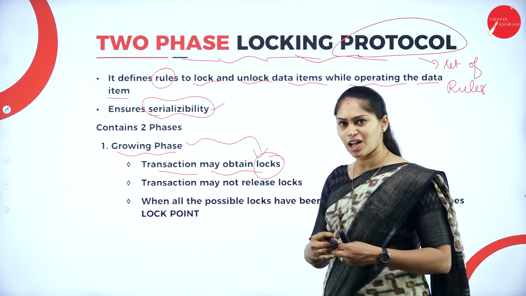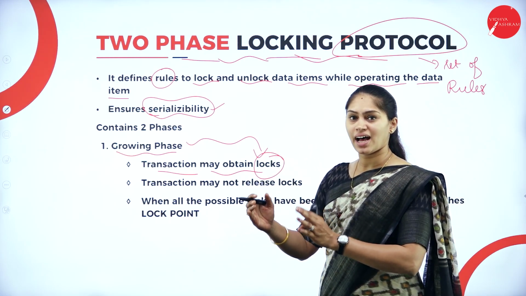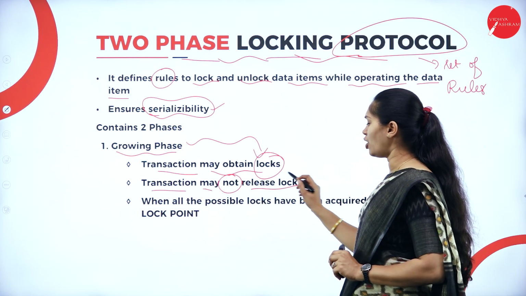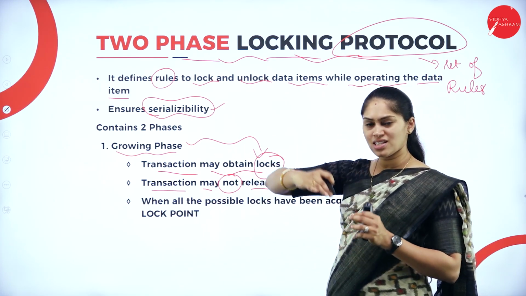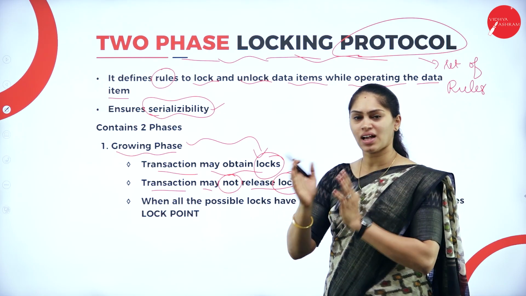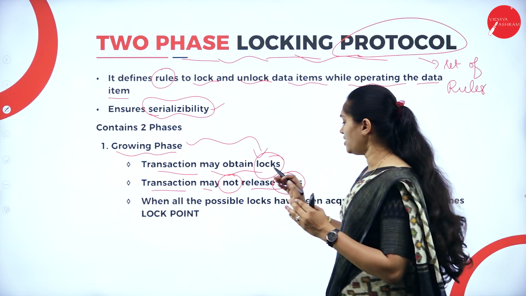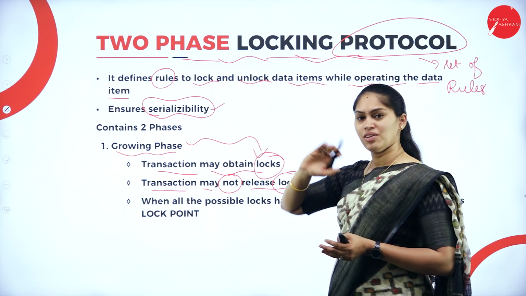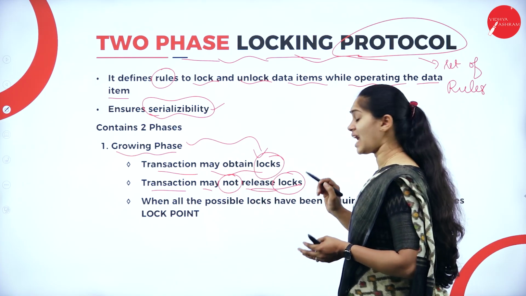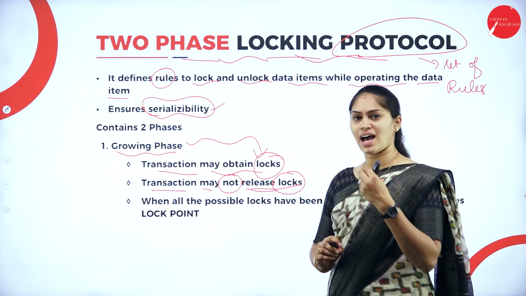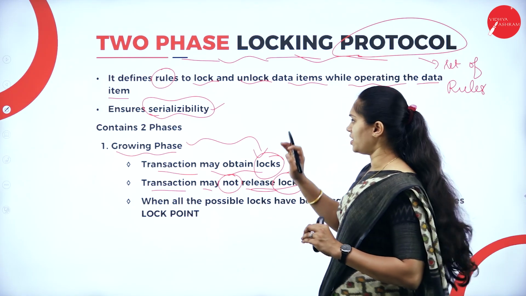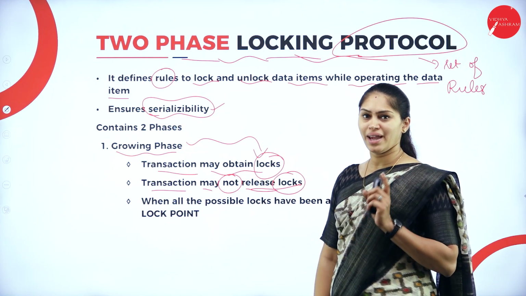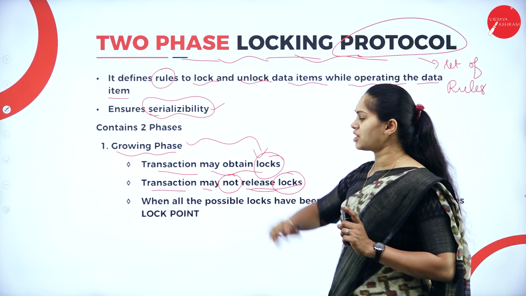That means we are taking locks in order to lock the data items of a database, and the transaction may not release the locks. Why? Because in the growing phase they are doing the transaction. In between we can't release any of the locks here. So in the growing stage we are not going to release any locks. Whatever data has been locked with the help of exclusive or shared locks will not be released at the time of this growing phase.